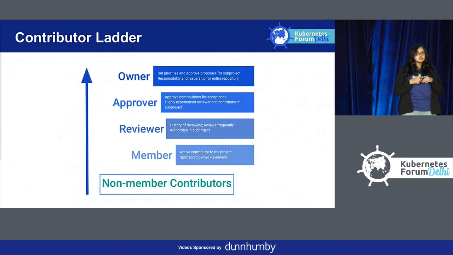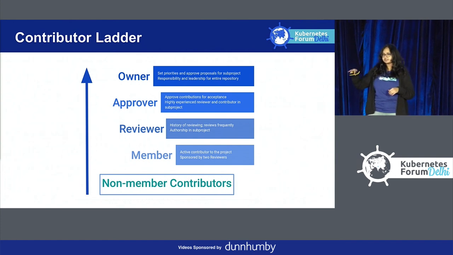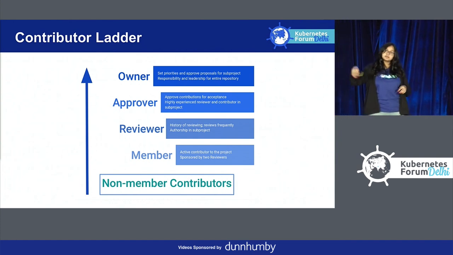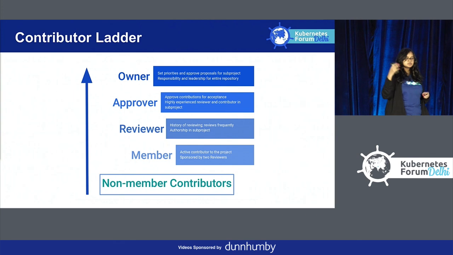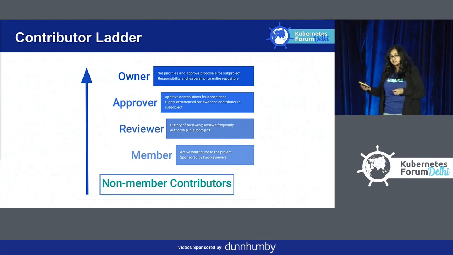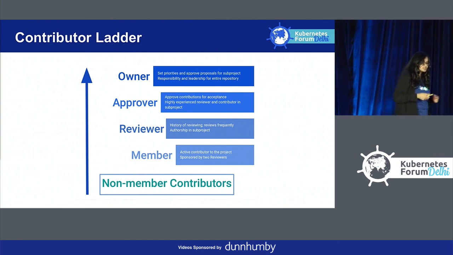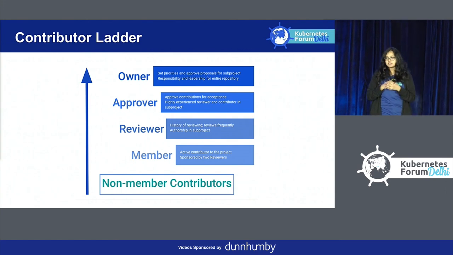So you start out as a non-member contributor and then eventually grow up the contributor ladder. You will become a member of the Kubernetes GitHub organization. Then you'll become a reviewer where you'll be reviewing PRs. Then you'll become an approver where you get to sign off on changes and PRs. And then eventually an owner where you'll basically be owning sub-projects and providing technical leadership to the project.